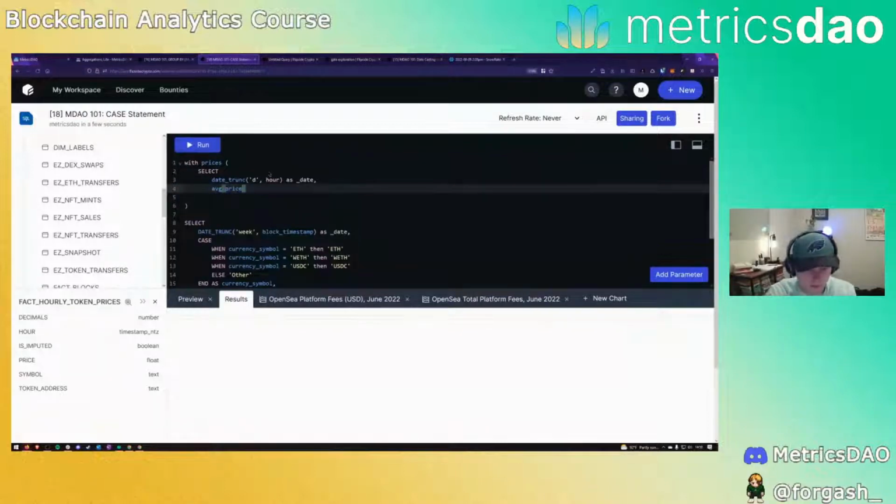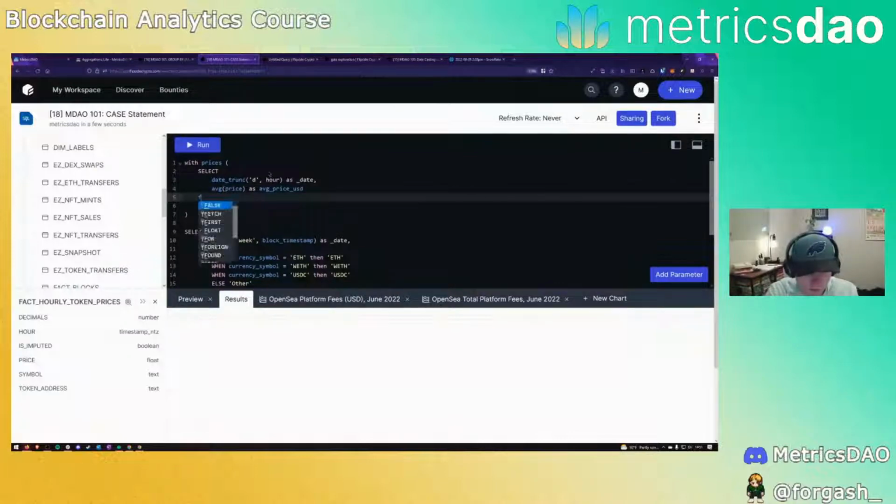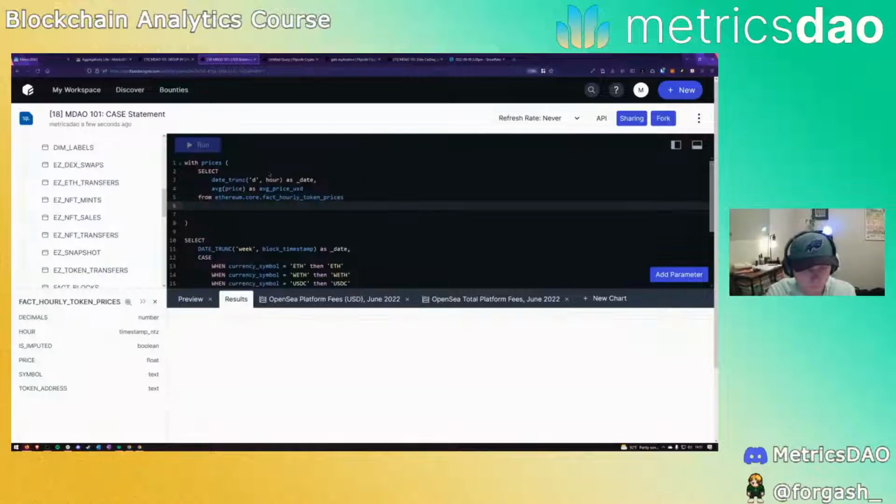So the daily average price, and let's just remind each other that it's US dollars from token prices. Let's not just grab everything because that might be a little too slow. So let's range bound that. What did we say? 0630.